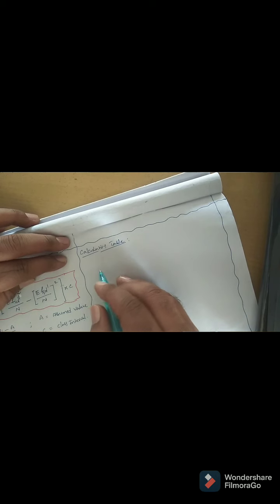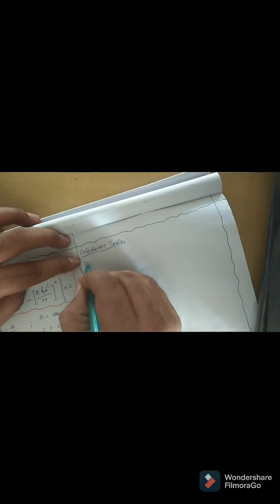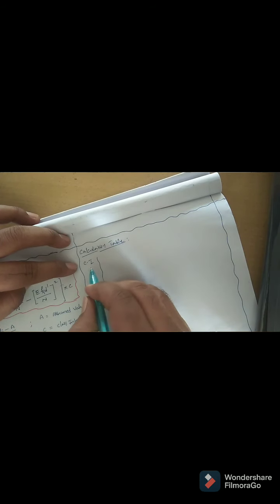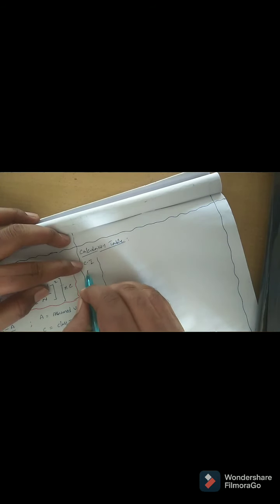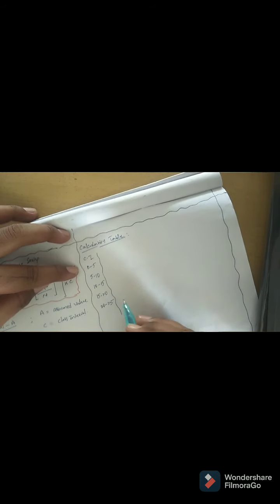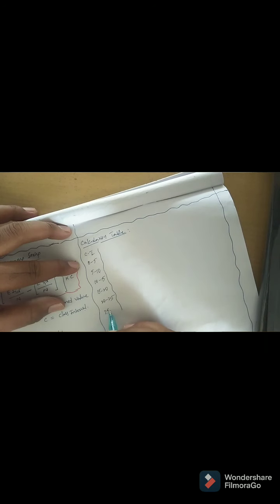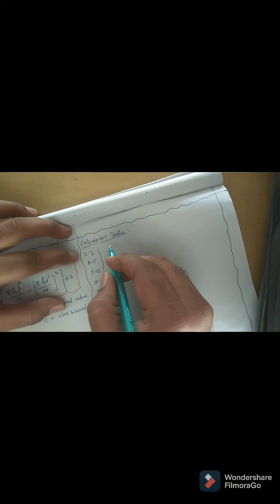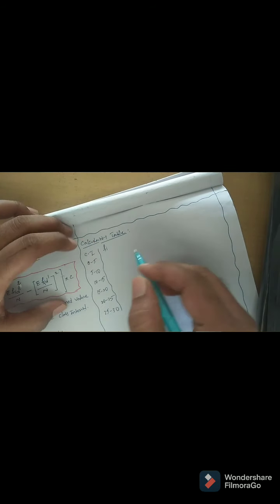As usual, first the class intervals will be as they are. How many class intervals are there? 0 to 5. Next 5 to 10. 10 to 15. Next 15 to 20. 20 to 25. 25 to 30. Now next we write down the frequencies as they are.